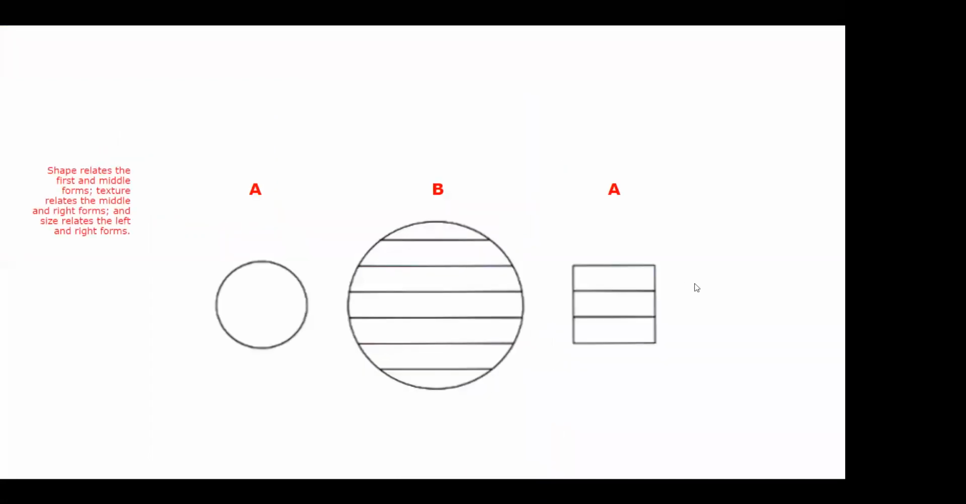So the overall pattern will be this way, A, B, A. Shape relates to the first and the middle form, texture relates to the middle and the right form, and size relates to the left and the right form. They interact with each other. Although the A and A are similar, they have some differences. And the A and B, or the B and A, are different, but they interact with each other.